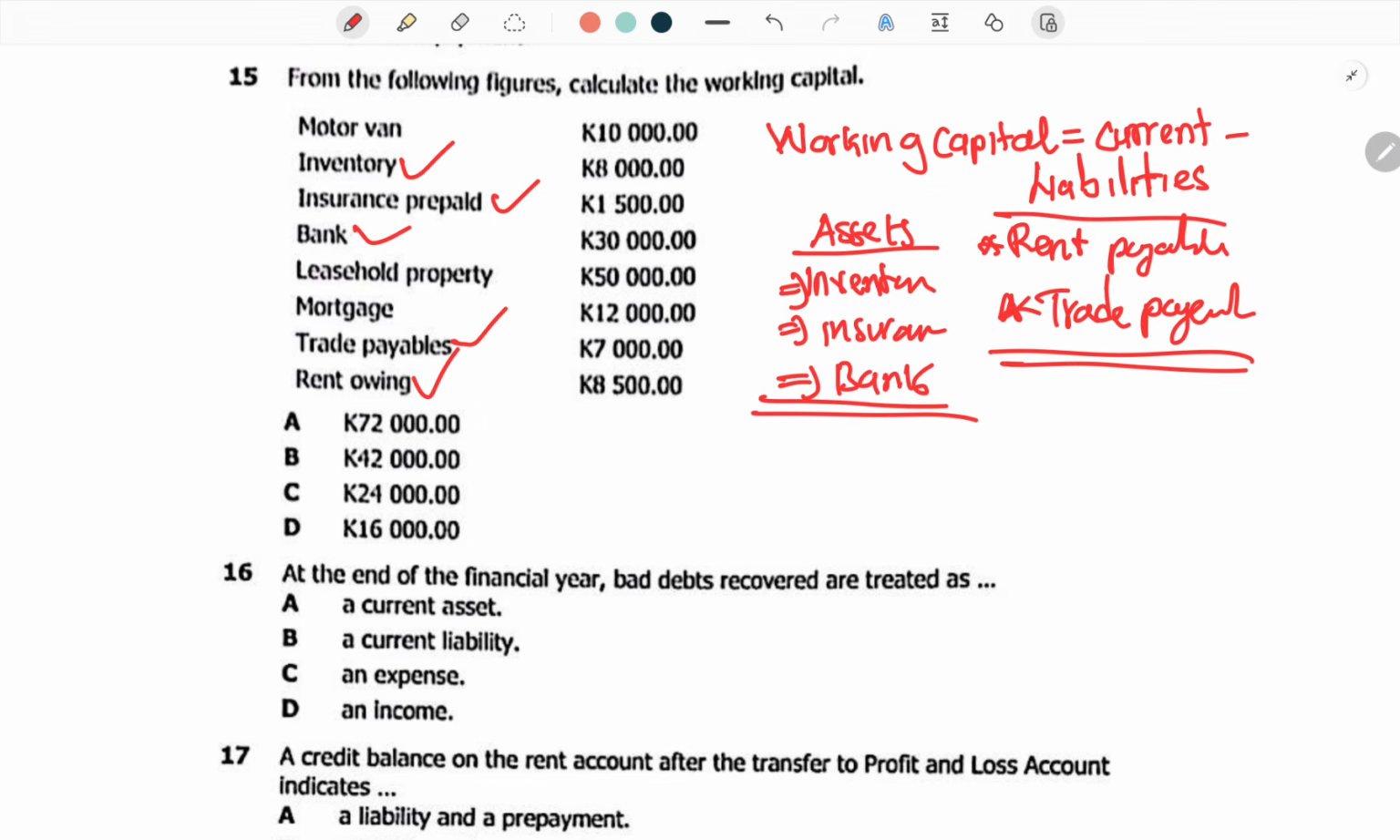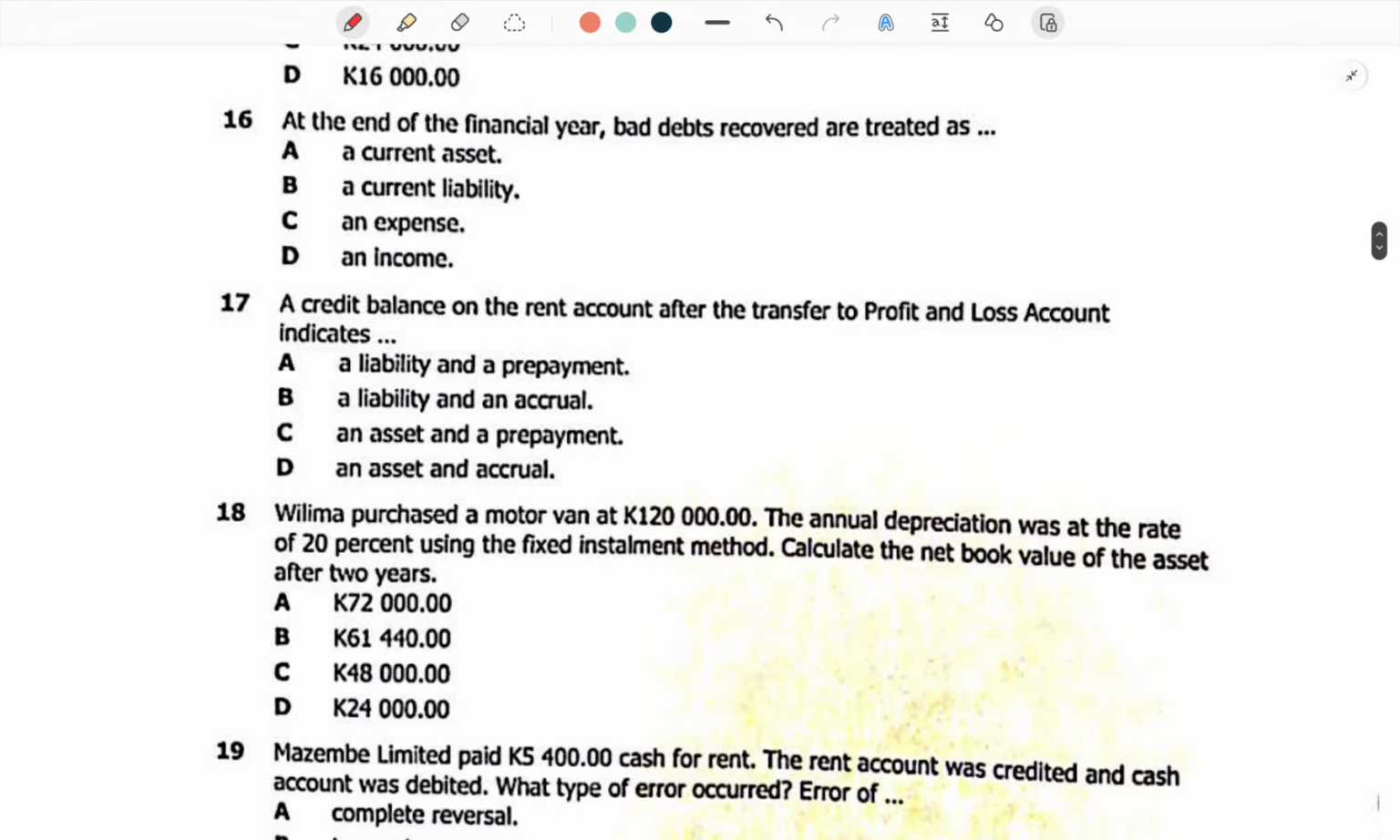Add them, see whatever you're going to get. Okay, so you use this formula that I've given you, just subtract, you see what you're going to get. Okay, so you give me the answer there.